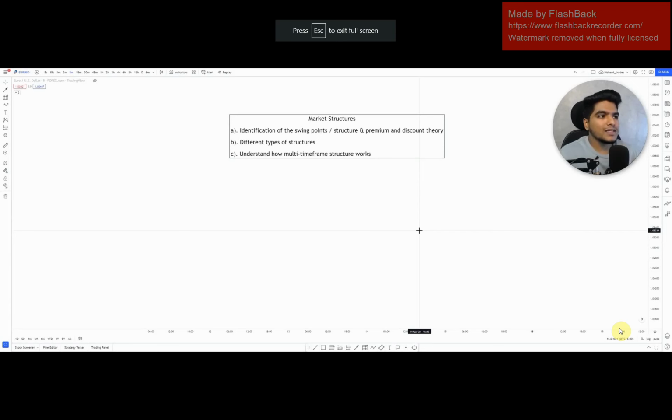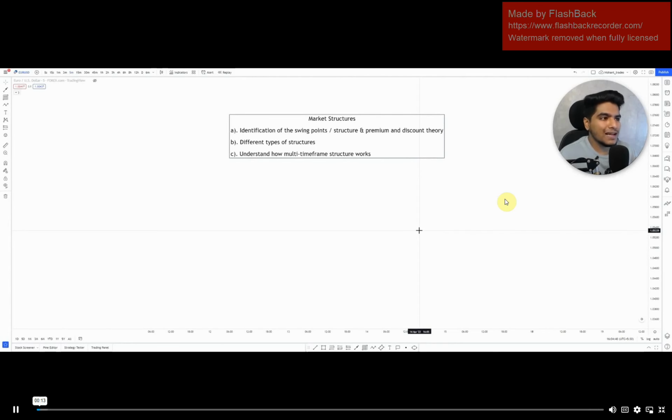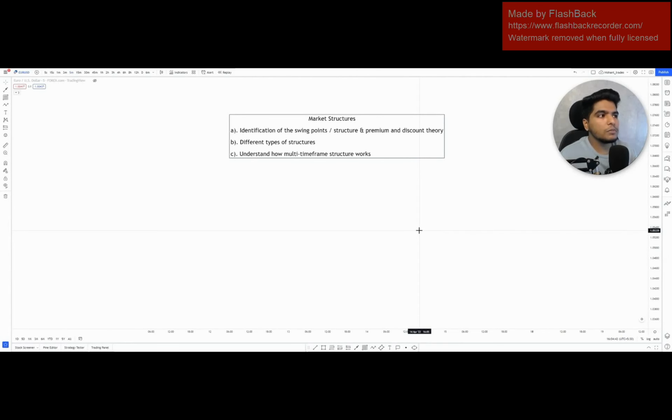Market structure. Market structure is the most important thing. And once you are good with the market structures, almost 50-55% of the work is done. Market structure will help you to place yourself in the right direction of the markets majority number of times. Market structure is divided into few topics.